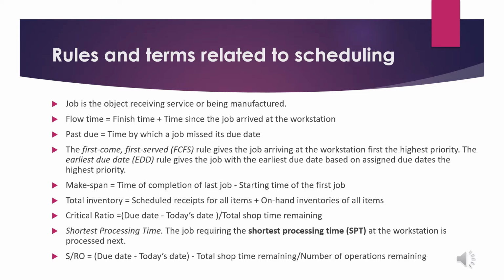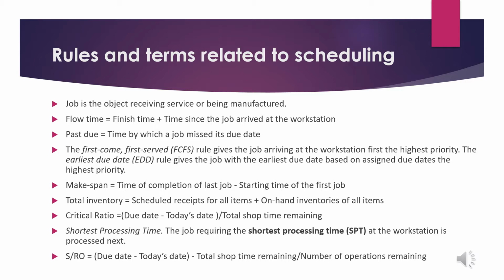The next term that we need to understand is called the shortest processing time. The job requiring the shortest processing time at the workstation under this method is processed next. Or we can say a priority sequencing rule is the shortest processing time, which specifies that the job requiring the shortest processing time is the next job to be processed.